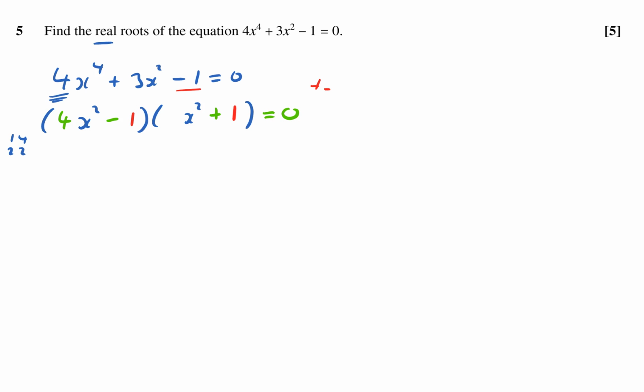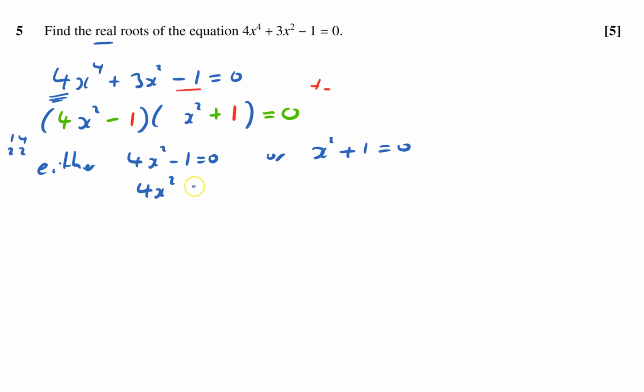I'll just check before I move on: that'll be 4x to the power 4 plus 4x squared minus 1x squared is plus 3x squared, and minus 1 times plus 1 is minus 1. That's good. So now something times something equals 0. I've either got 4x squared minus 1 equals 0, or x squared plus 1 equals 0.